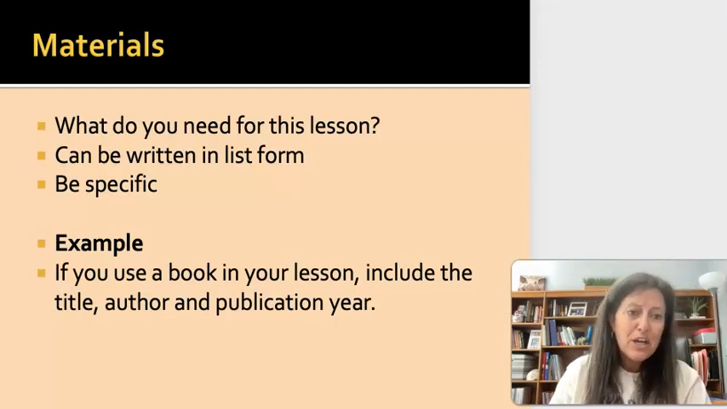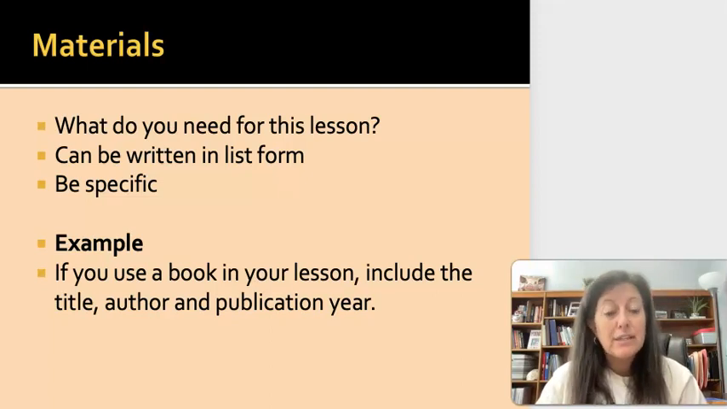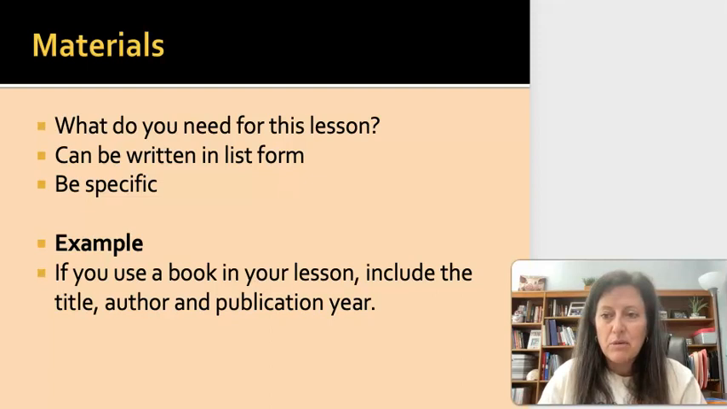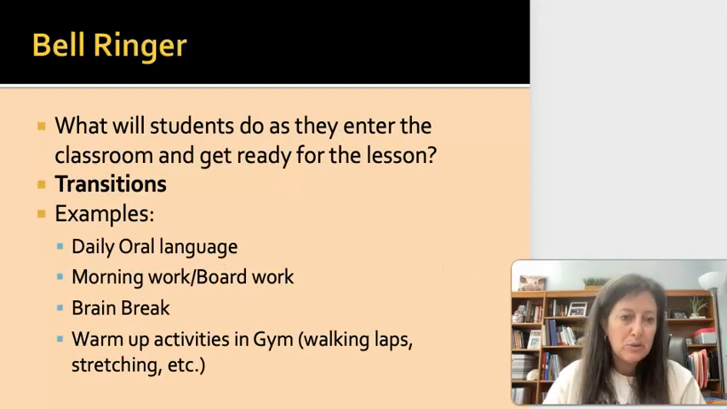So let's get into the details here. The materials: you really need to think through everything that you're going to need for this lesson. Now this can be written in list form, but we want it to be very specific. For example, if you have a book that you're using in the lesson, give the title, the author, and the publication year. If it's a read aloud and you're in elementary and it's on YouTube, you can put the link in there as well, but we want to know specifically what's being used.